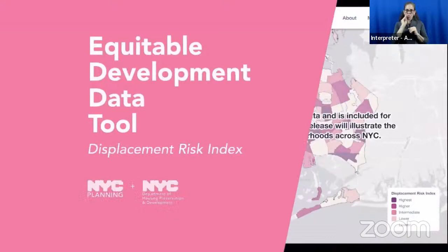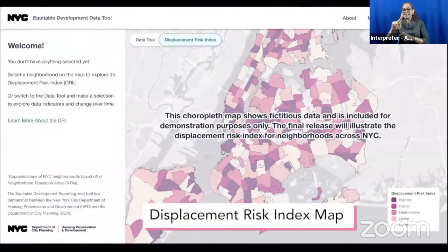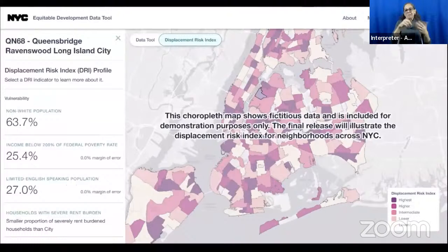One component of the data tool will be a displacement risk index map. This map will illustrate the level of risk that residents of a neighborhood may face of being displaced as compared to other neighborhoods. Select the neighborhood to see a summary of data that is relevant to displacement risk. For example, poverty level, housing conditions, and rent change.